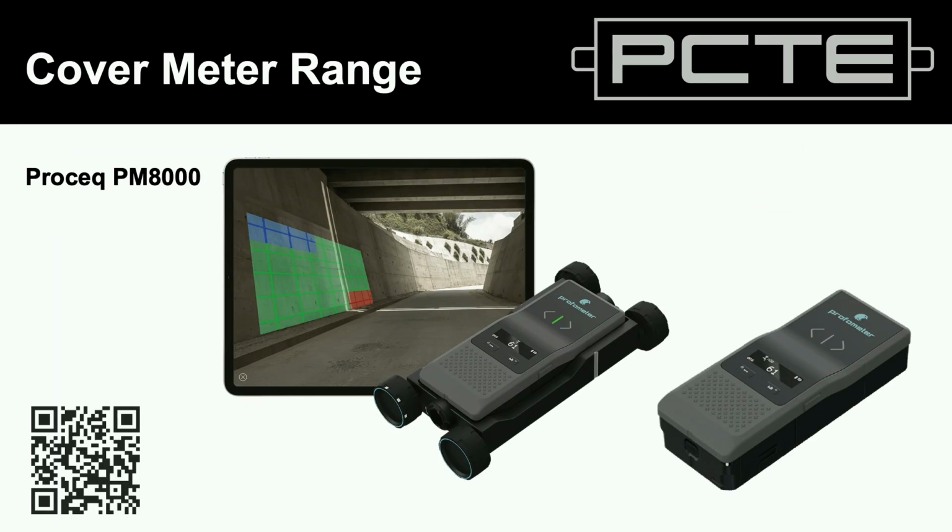Now out at PCTE, we represent ProSec, so we have their PM8000 cover meter range, the PM8000 Lite, the PM8000, the PM8000 Pro. I'll do a little demonstration of the different operating modes they have and highlight where they set apart later today. But practically, there's everything in this range from a device that simply finds the bar and gives you the depth of that bar to ones that can do the kind of area scan, color mapping presentation projected onto images like you see here. It's all the same measurement technique, just a different functionality available from the machine.